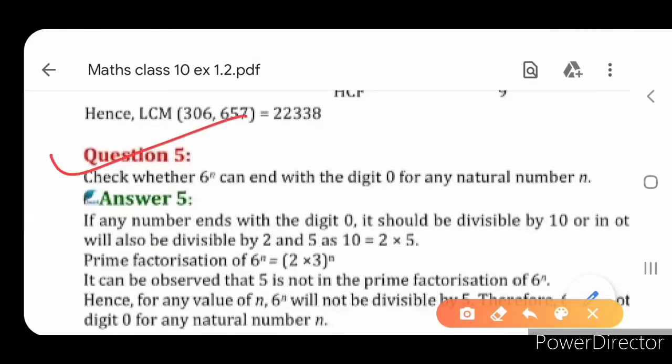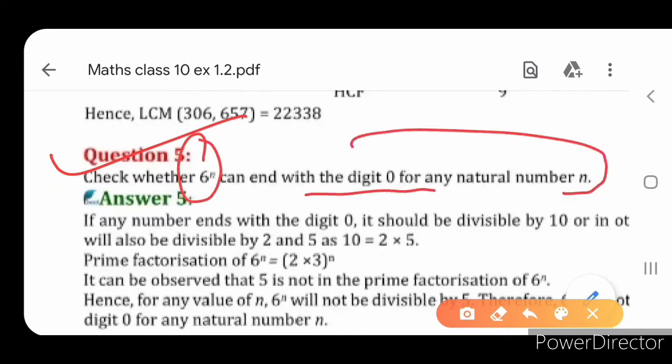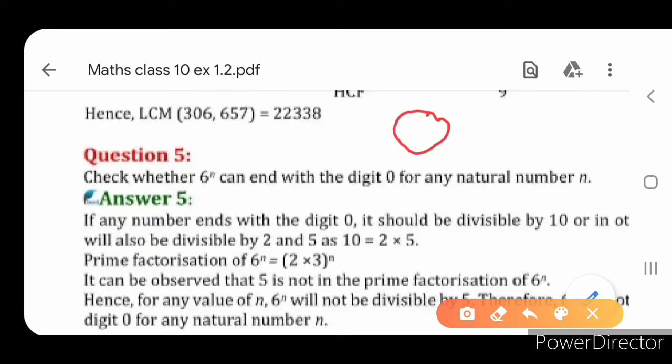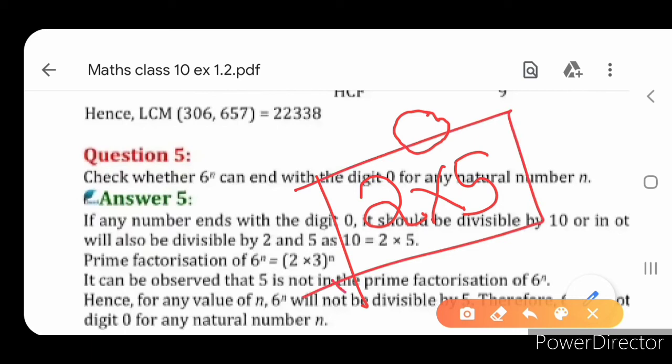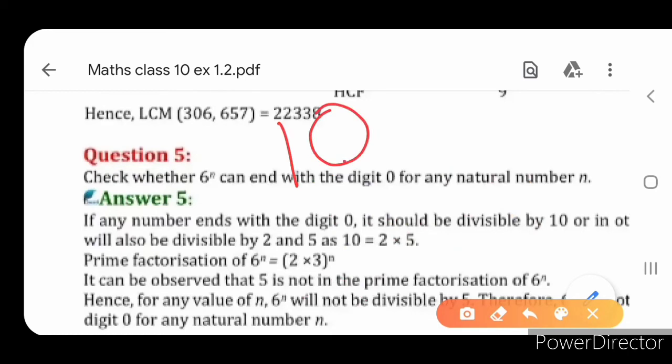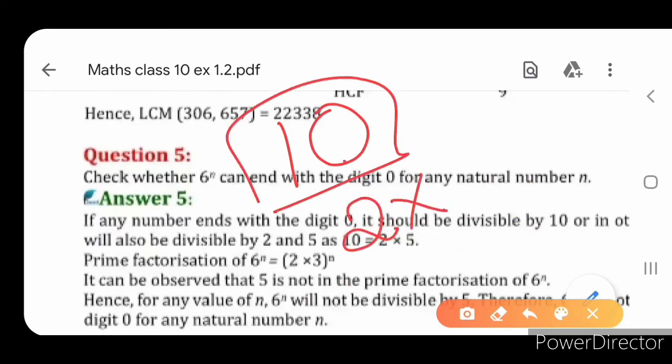Now question number 5. Check whether 6 raised to power n can end with digit 0 for any natural number n. Now we have to know a basic concept. Listen to what I am saying. If any number ends with 0, then it is very necessary that its prime factorization is in the form of 2 and 5. It is very necessary. If any number ends with 0, then it will be divisible by both 2 and 5. For example, take 10. 10 ends with 0. 10 can be divided by both 2 and 5 completely.